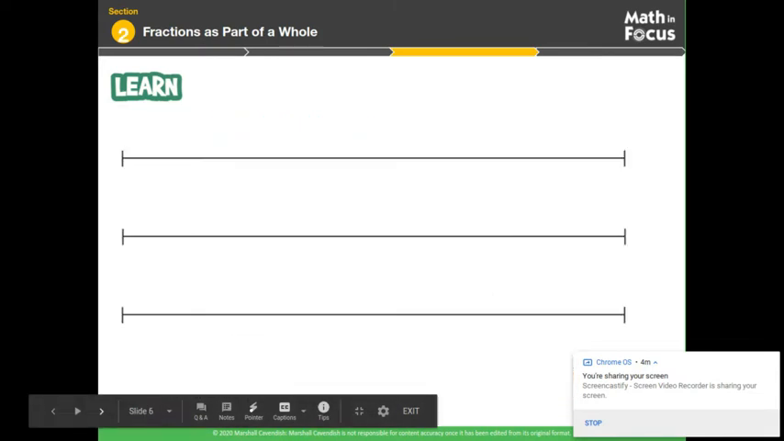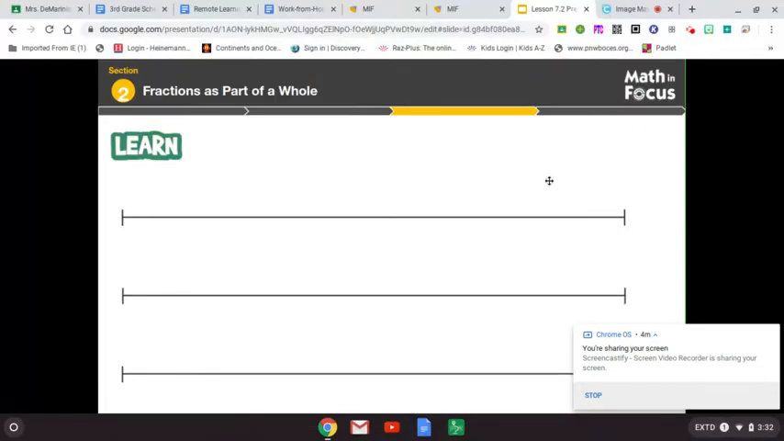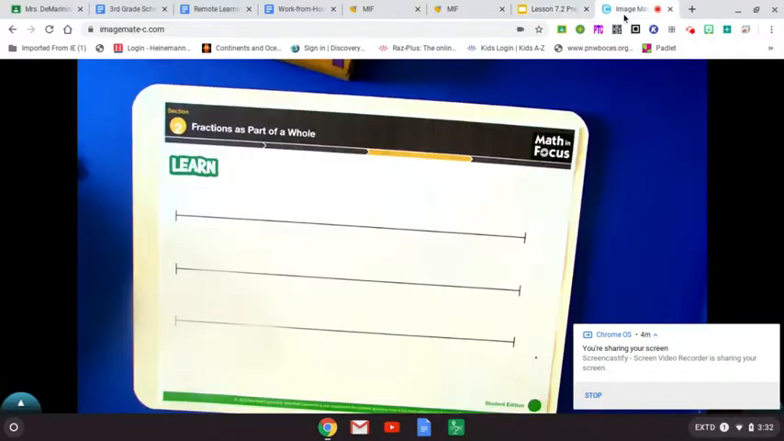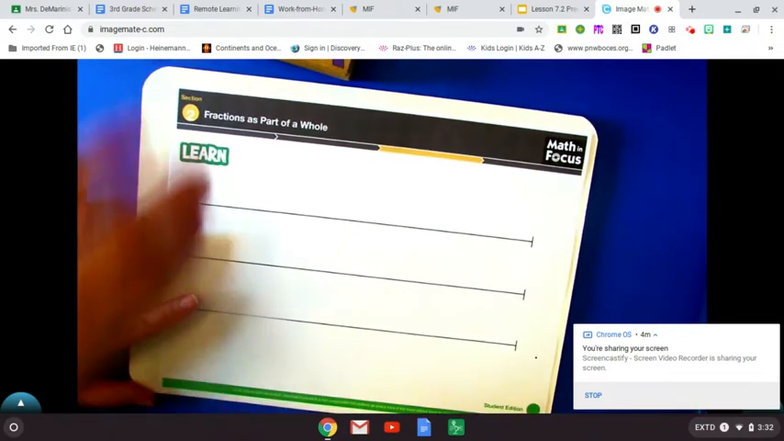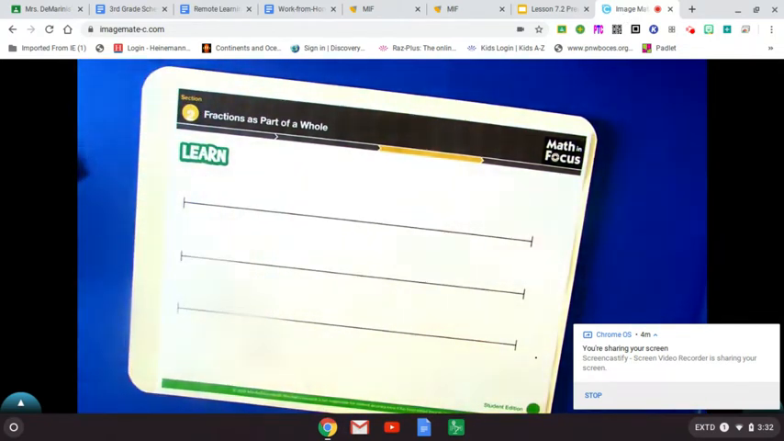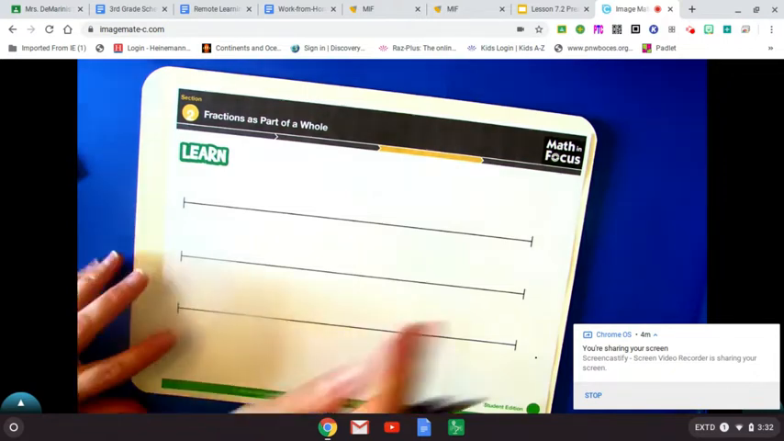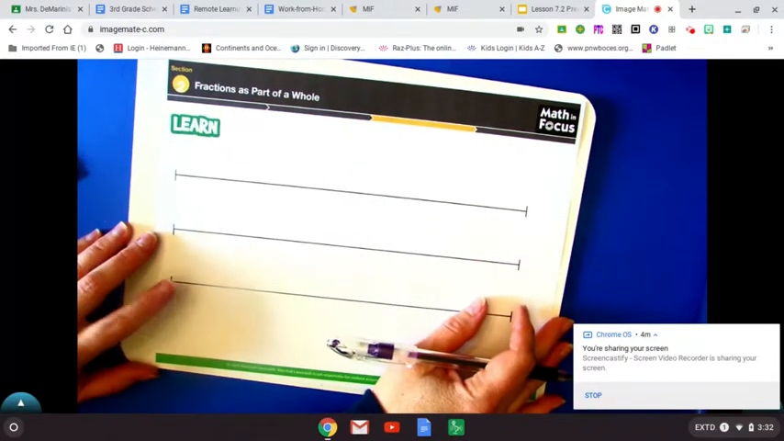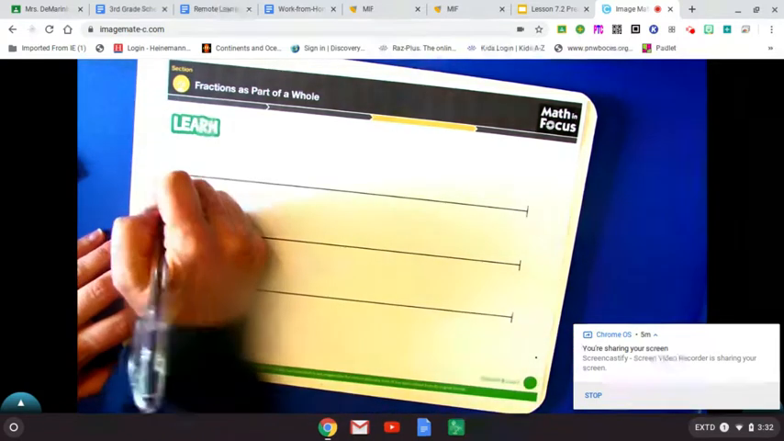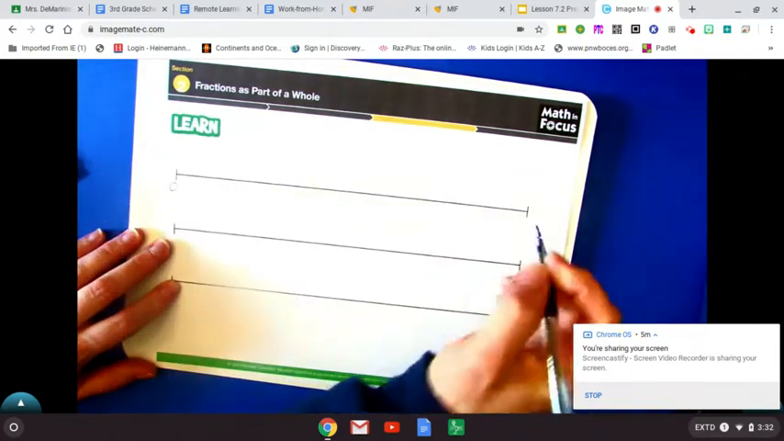I'd like to try some more practice with number lines and representing fractions on a number line. I'm going to share my document camera now, and you can see I have a copy of the same slide you were just looking at. Let's practice writing fractions on a number line. Now, I'd like all of these number lines to stand for one whole, so I'm going to make them start at 0 and end at 1.